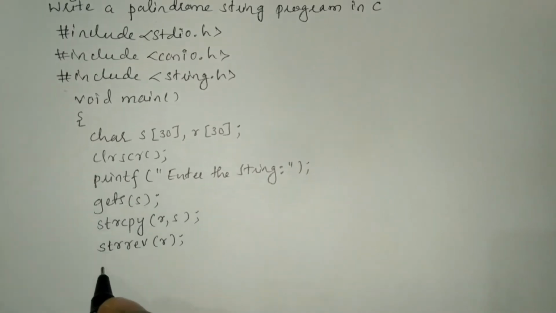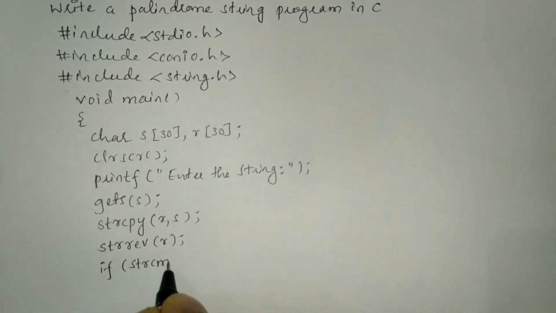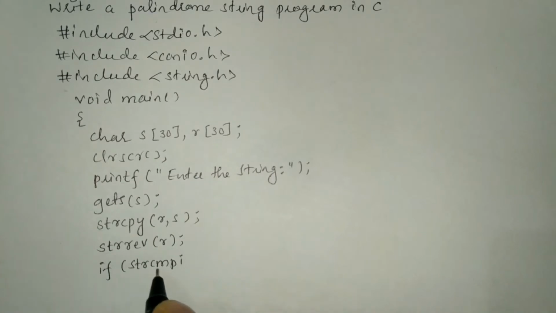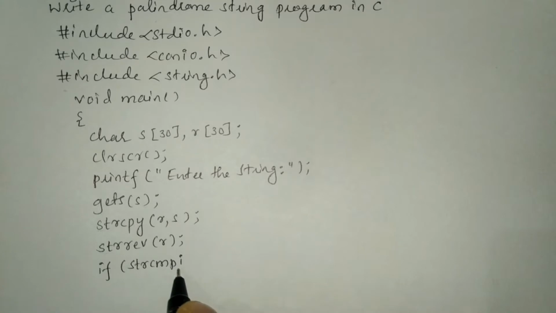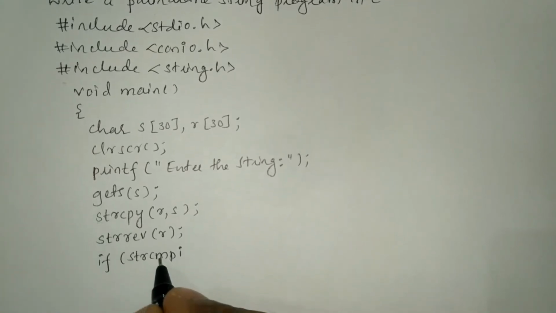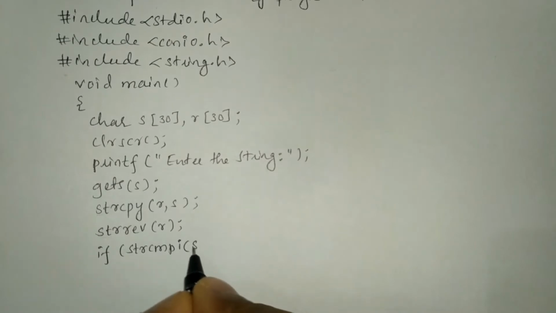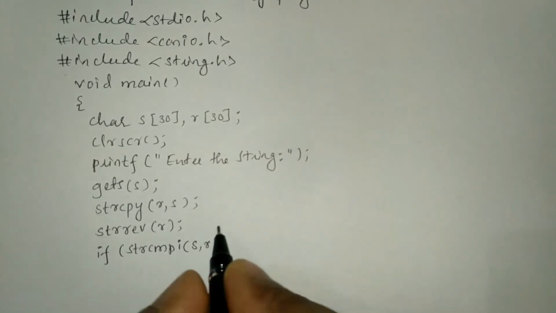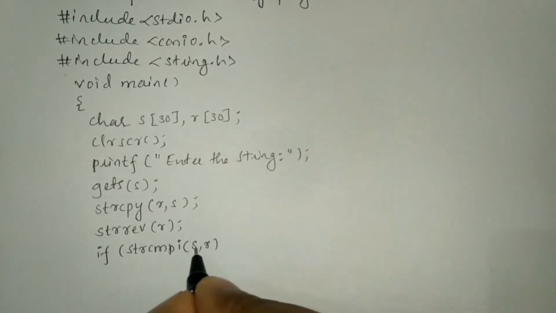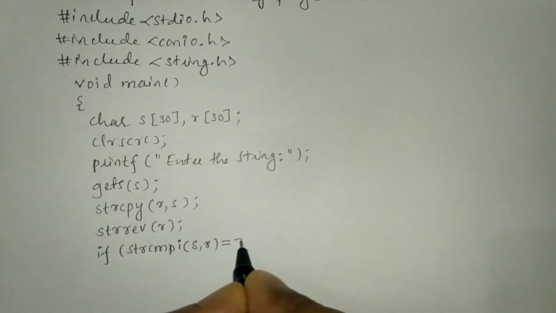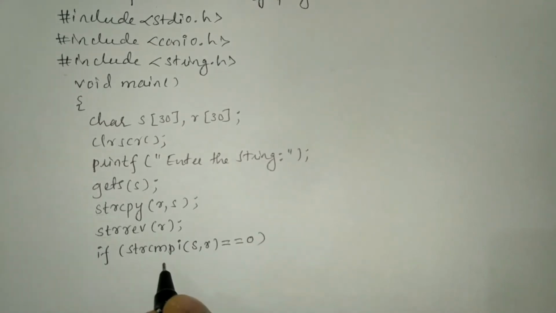So next we are going to check if strcmpi, that is string comparison case insensitive, i represents case insensitive. So it is going to compare letter by letter. Both uppercase and lowercase letters are treated the same when we use strcmpi, and here I'm going to pass the arguments s comma r. If both of these two strings are equal, then it is going to return value 0.